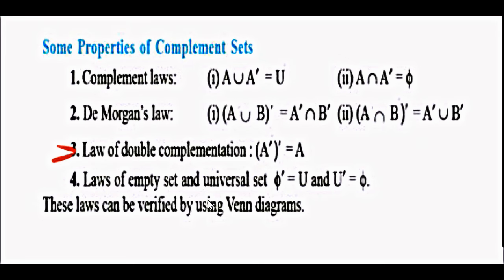Then the law of empty set and universal set: if the empty set is complemented, you will actually get the universal set, because empty is nothing, and anything which is nothing is the whole thing. And the complement of the universal set: the universal set has everything, so if you say anything other than the universal set, that means nothing. So these are also very important, but these two need to be seen very carefully, because we are going to use them very often in our discussion and equality and various operations.